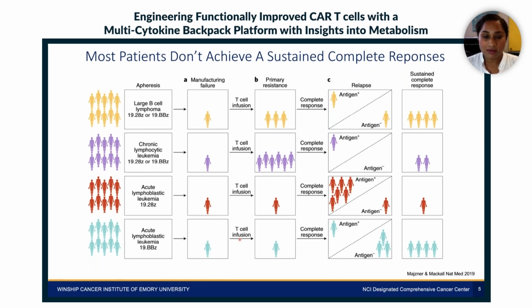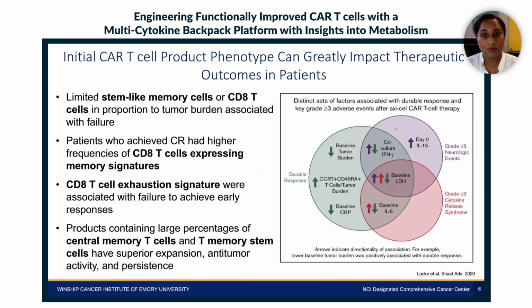After infusion, depending on the malignancy, a subset of patients will have primary resistance to CAR T-cell therapy. Of the patients that do achieve a complete response, many will relapse with either antigen positive or antigen negative tumors. And so the number of patients that actually have durable sustained complete responses is low. One of the insights currently being explored from correlative studies is that the initial CAR T-cell product phenotype can greatly impact therapeutic outcomes in patients.